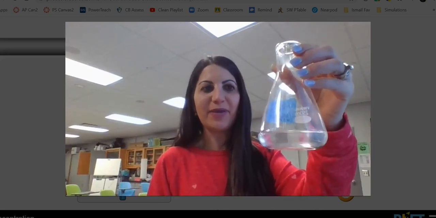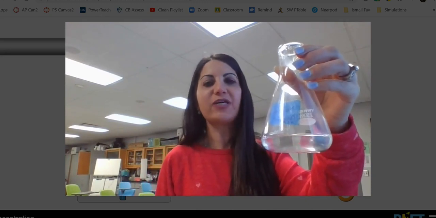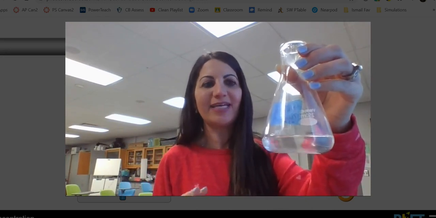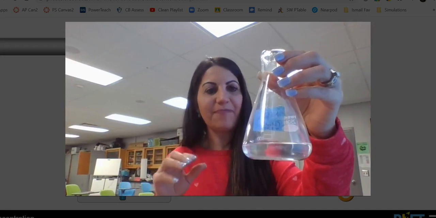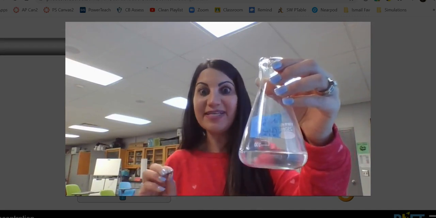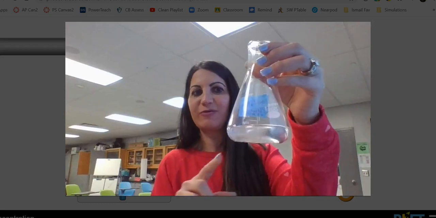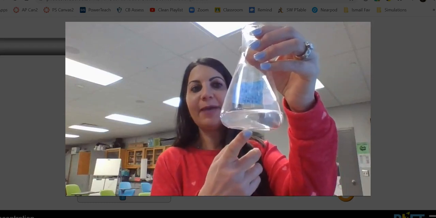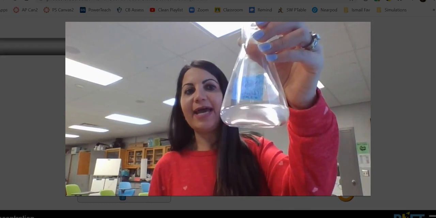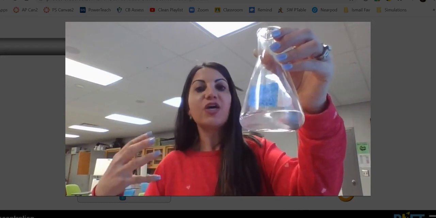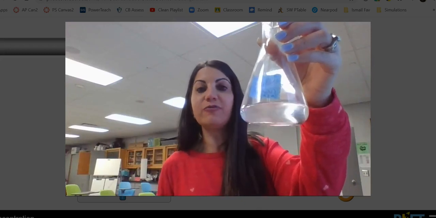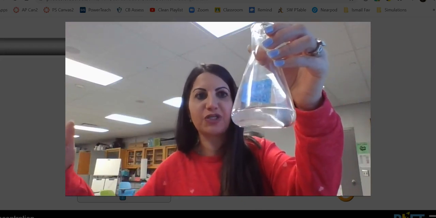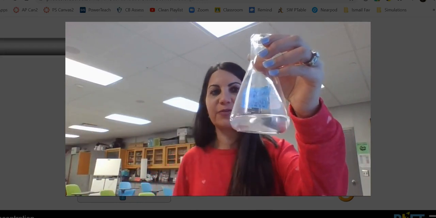Now when I made this, I believe I added about 50 grams of the sodium acetate, and I only added about 3 milliliters of water to it, okay? And it was pretty much all solid still, and then what I did is I heated it up. This is how you create a supersaturated solution. I got all of these crystals that were sitting along the bottom to go into solution by heating it up, by increasing the temperature. And then I cooled it down, and now it's supersaturated.